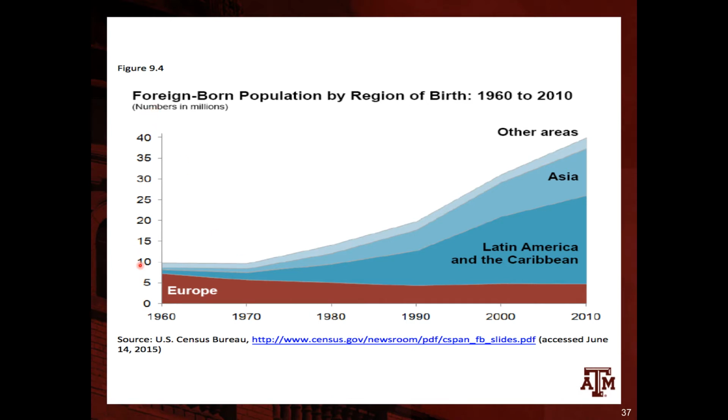In this case here we also see the numbers in millions, and we see a decline in the number of foreign-born population from Europe, and a huge increase from those from Latin America and the Caribbean, and also an increase from Asia. And from other areas, it's not really easy to see here, but this number also increased. But as we saw in the previous table, the numbers increased a lot for immigrants born in Asia and also Latin America and the Caribbean.